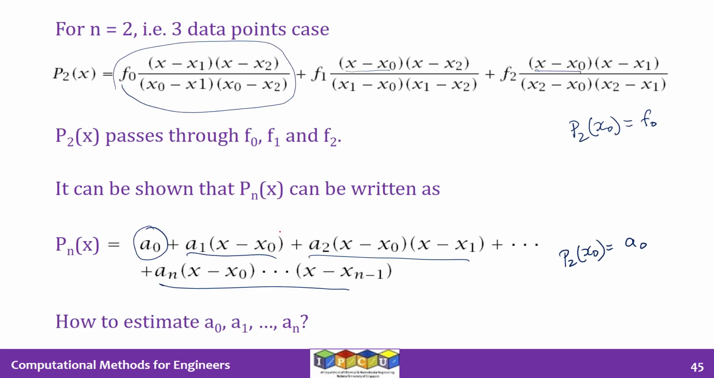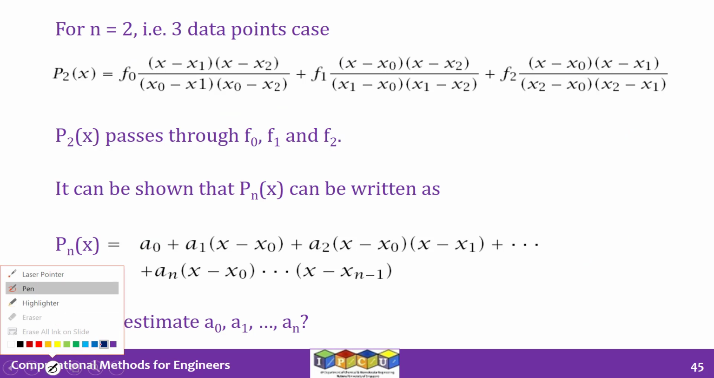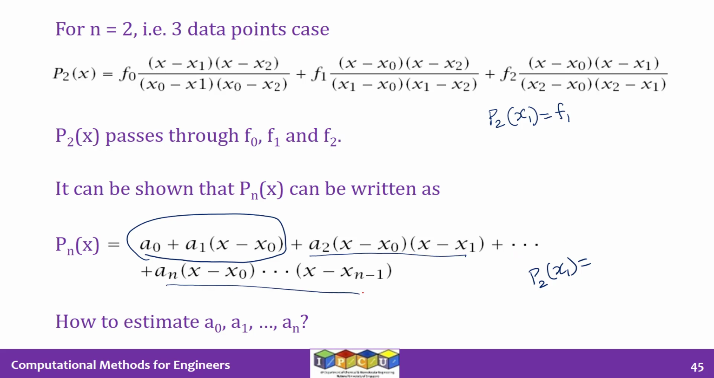Now let's try to see if we can get a1, given that we know a naught. Now what happens to this term when x is equal to x1? When x is equal to x1, P2 at x1 is going to be equal to f1. We have discussed this already. Now when you come to this representation, P2 at x1 is going to be equal to these first two terms with x equal to x1. Because when x is equal to x1, this term will be 0, the next term will be 0, this term will be 0, everything will be 0. What survives is the first two terms of this representation.